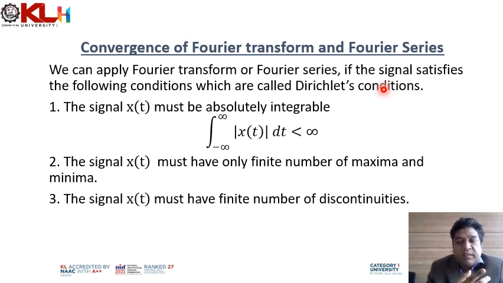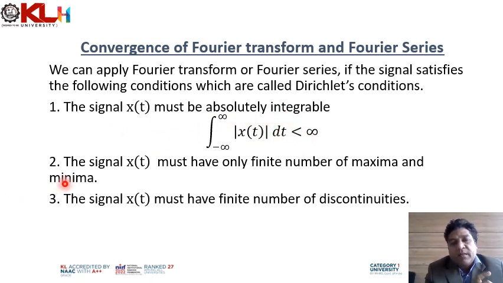Now the first condition is the signal must be absolutely integrable. So if you take the integral of mod x of t dt, that integral should be less than infinity. That's why it is called absolutely integrable, because we are taking the absolute value or the mod value of x of t and then we are integrating it, and the integral should be less than infinity. Therefore this condition is called the signal must be absolutely integrable.